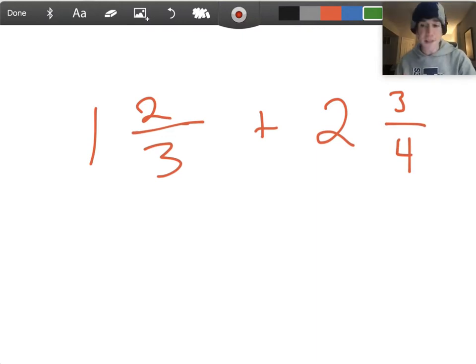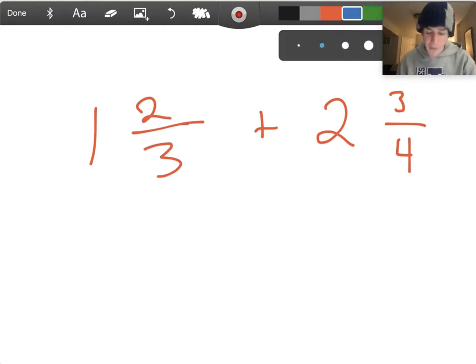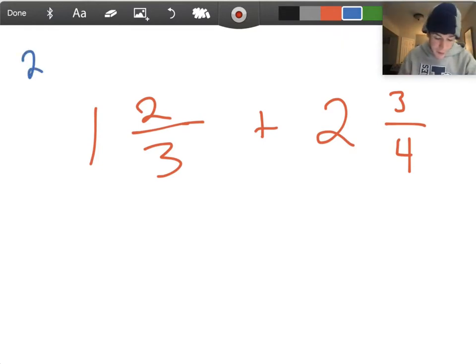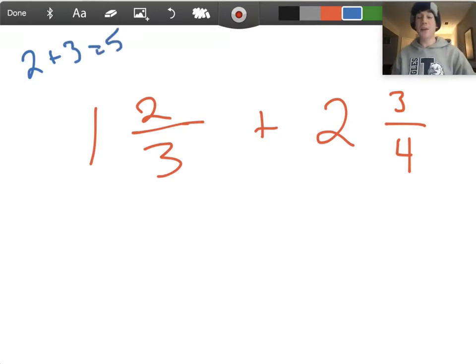One thing I do like to do here, though, is to estimate. First off, if I'm thinking how big 1 and 2/3 is, I know that it is close to being 2 wholes. And I know that 2 and 3/4 is close to being 3 wholes. So if I add those together, I'm going to say my answer is going to be somewhere in the ballpark of 5. Not exactly 5. It's going to be actually smaller than 5 because we rounded both of these numbers up. But it's going to be somewhere in that ballpark.